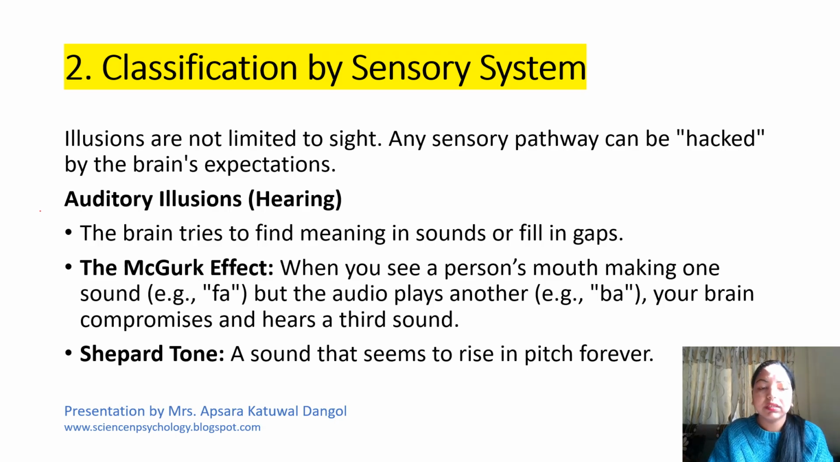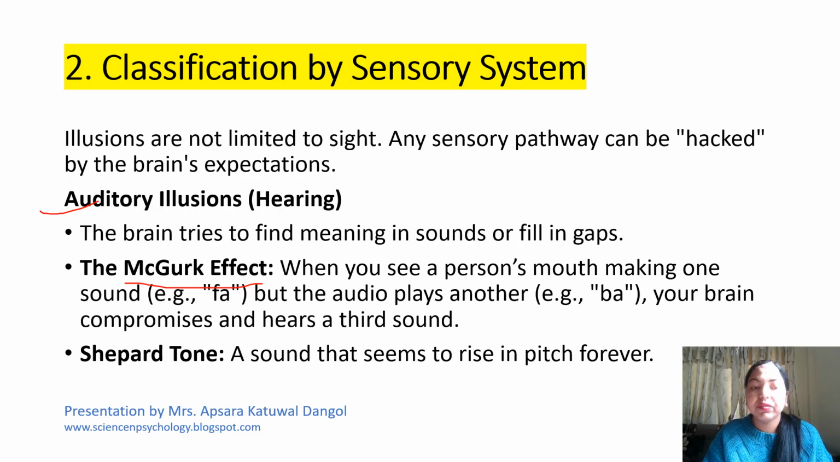Next is auditory illusion, that is hearing. The brain tries to find meaning in sounds or fill in the gaps. I'm talking about the McGurk effect. Just look at my face and how I'm pronouncing that, like fa, fa, fa, fa, ba, ba, ba, ba.